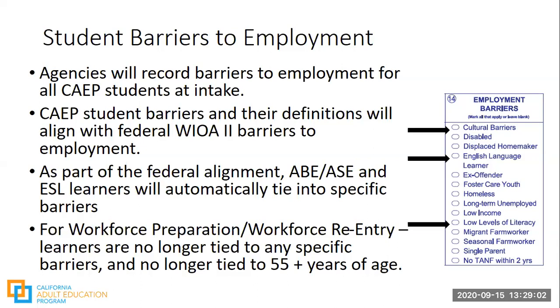where by definition, everybody in ABE and ASC is literacy, improved literacy skills. Everybody in ESL is English language literacy skills. That's automatic when we report to the legislature and report to the feds. And then as we explained in detail when we talked about workforce preparation a few minutes ago, we're no longer tying this to anything related to workforce prep or workforce reentry.